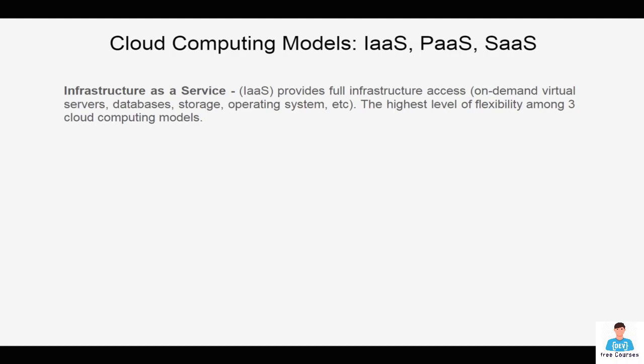And this gives you the highest level of flexibility among the three cloud computing models. We'll talk about the other two, but just understand that this one gives you the highest level of flexibility, right? In other words, you can build your infrastructure as you want. For instance, you can select your virtual server, database, or storage, and then you can grow your infrastructure or shrink it based on your workload. So you can specify your operating system, etc.